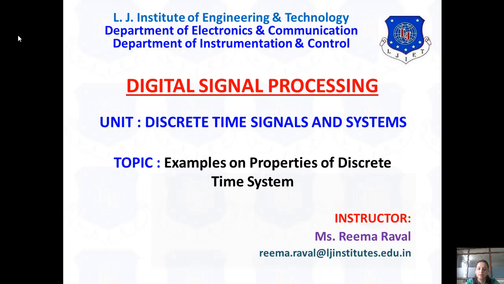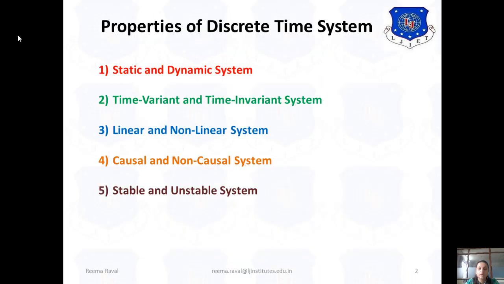Today's topic is examples on properties of discrete time system from Unit 2, discrete time signals and system. In the previous lecture we have seen the properties of discrete time system. There are 5 properties and we have seen their definitions, and the basic concept of how to find whether the system is static or dynamic, time variant or invariant, linear or non-linear, causal or non-causal, stable or unstable.